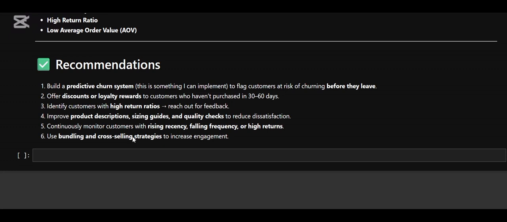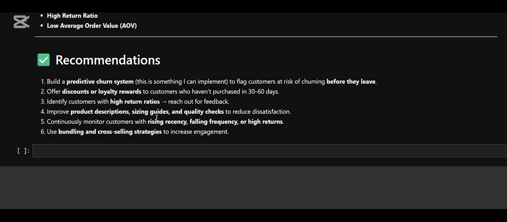The second one is to offer discounts or loyalty rewards to customers who haven't purchased in 30 to 60 days, because this churn was built using a recency of 90 days, 3 months. So you can reach out to these customers, remind them, give them discounts, and let them know that we know they are our customers.